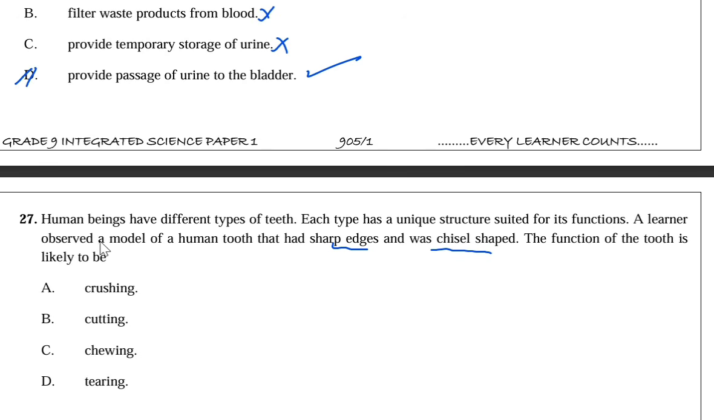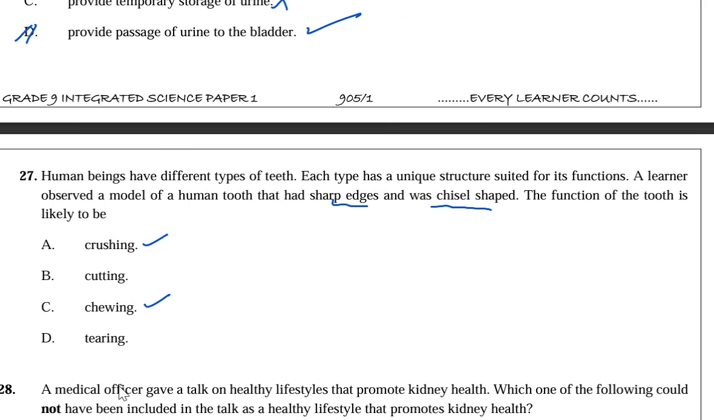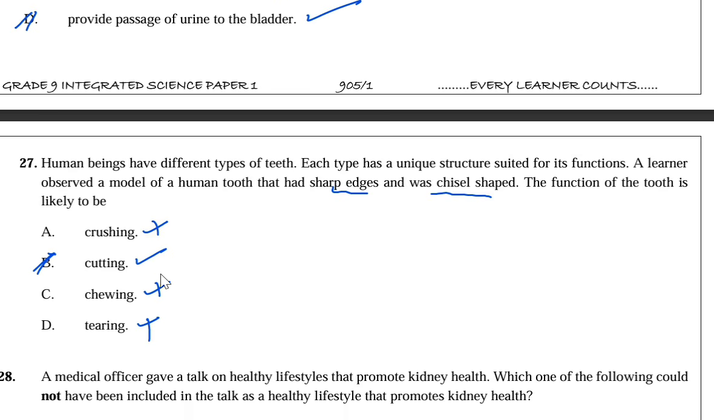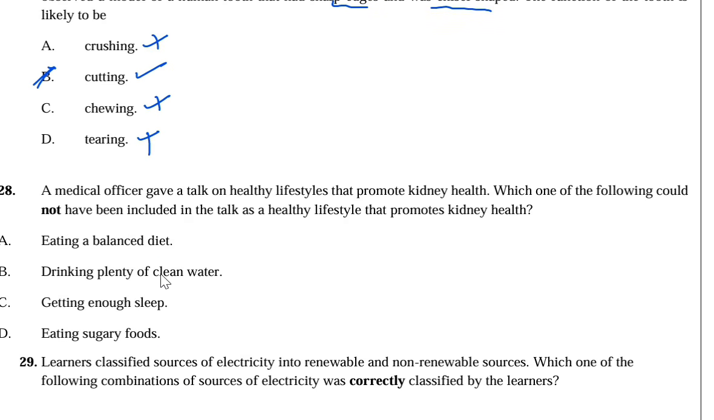So here we have options. A, crushing. Crushing is done by the molars. Chewing also is a general work of the molars and premolars. Tearing, this is the work of the canines because they are sharp and pointed. The correct option is B, cutting. So all these others are not true, and therefore the function of the incisor is for cutting and biting, which is B. We continue to question number 28.